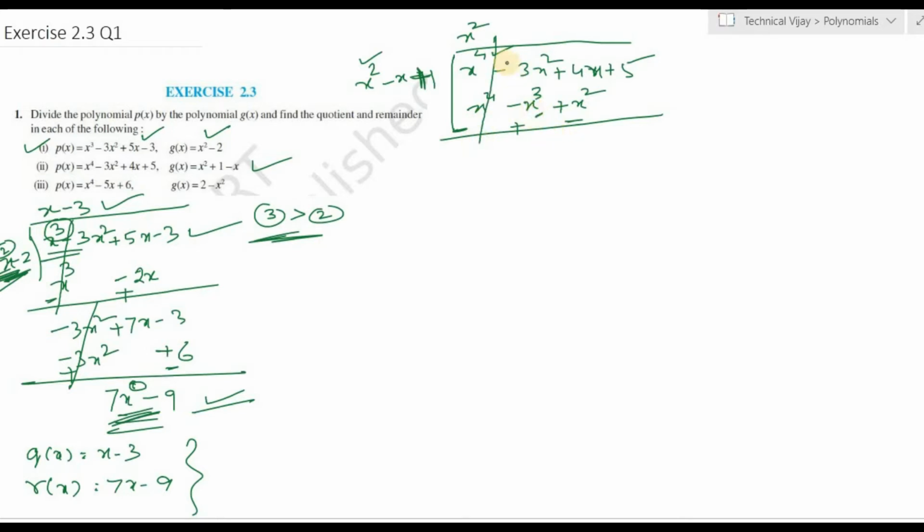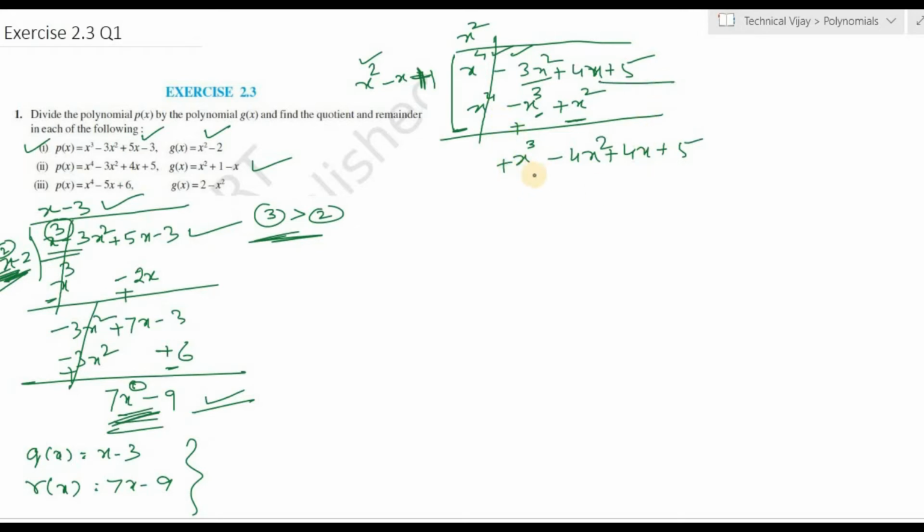This is x cube, and the x cube term is not there in p of x. So we will write x cube as it is. See here, plus x cube, and here minus 3x square, this is minus x square, so minus 4x square plus 4x plus 5. This portion I have written as it is.